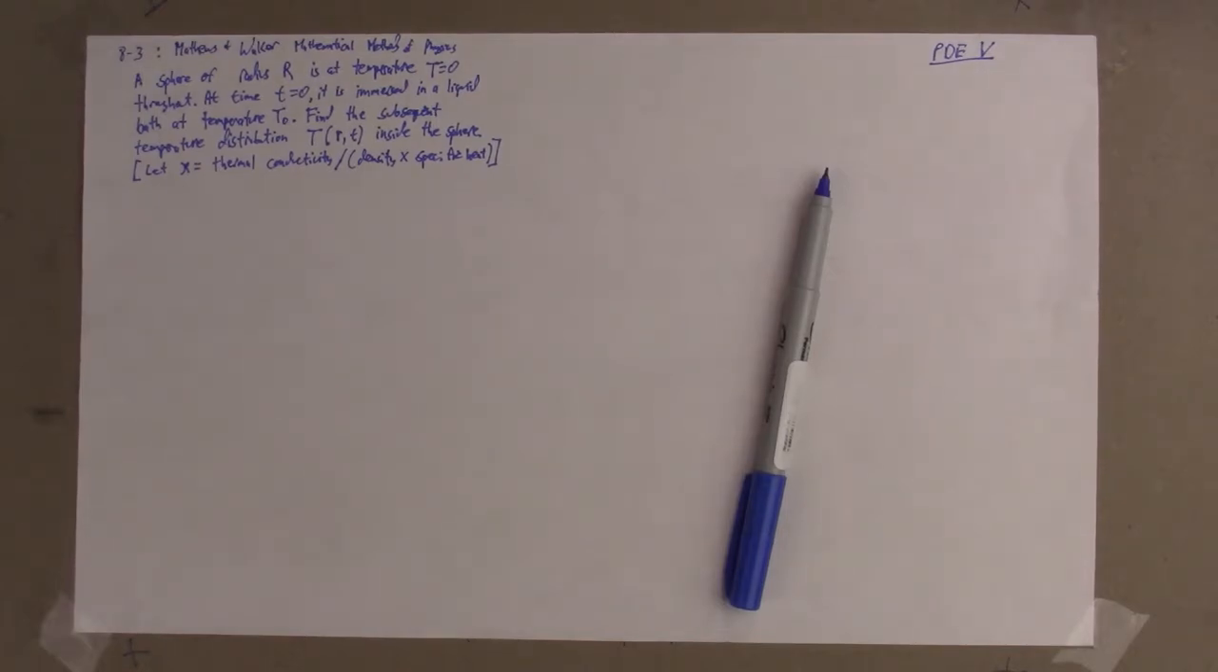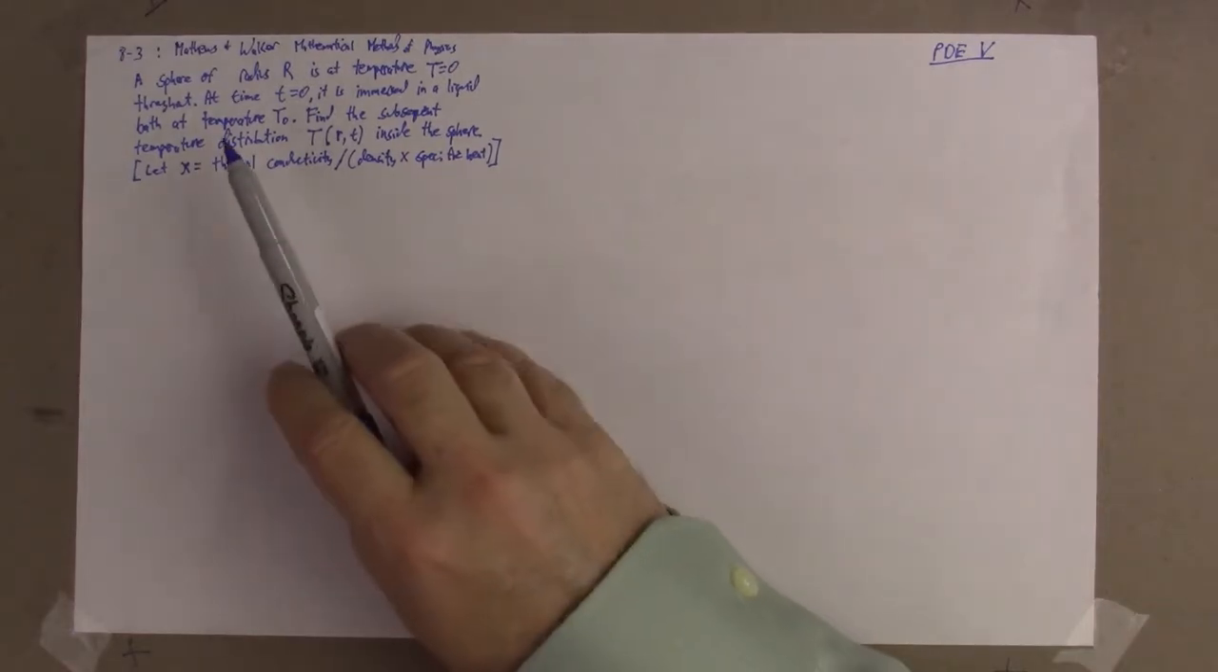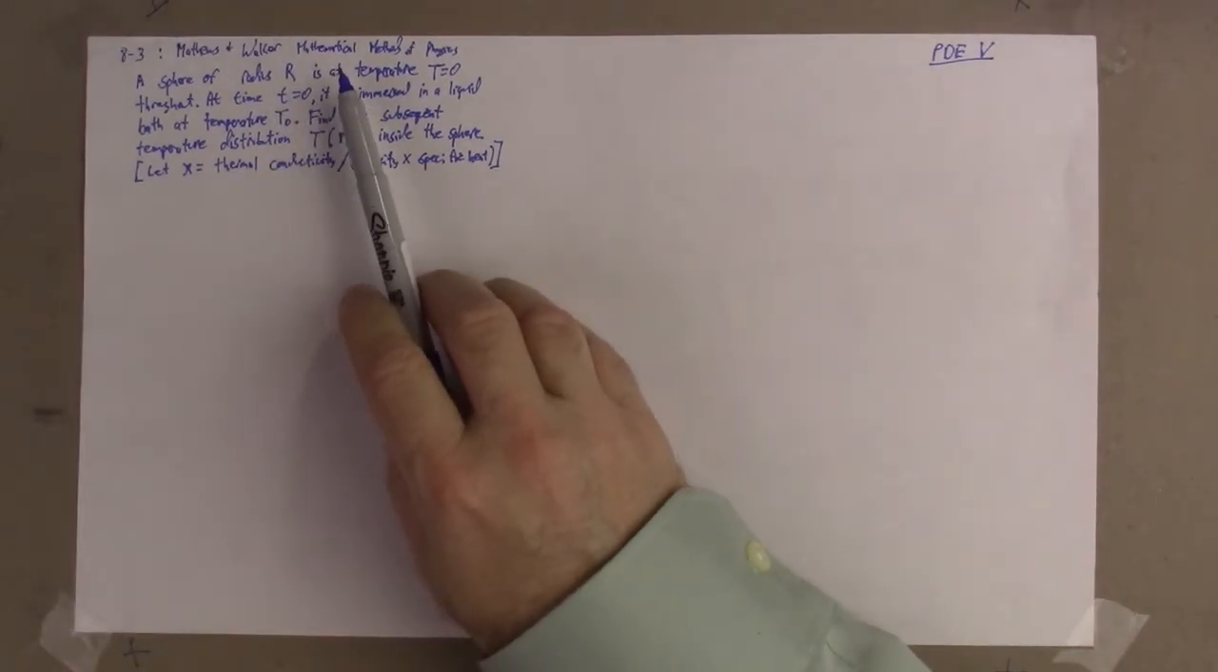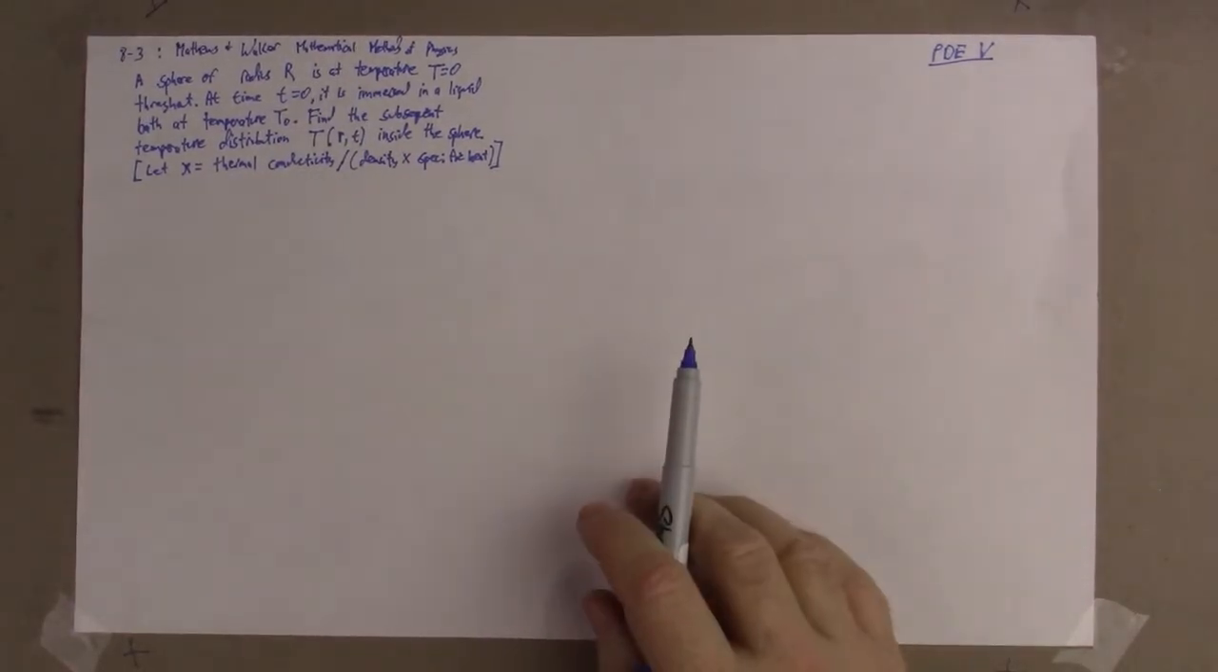I want to work with problem 8.3 in Mathews and Walker, Mathematical Methods of Physics. This is a little bit more involved, and we'll have to use some properties of Bessel functions in this video, but the basic idea is no different than for Fourier series. So let's start. I'll read the problem.